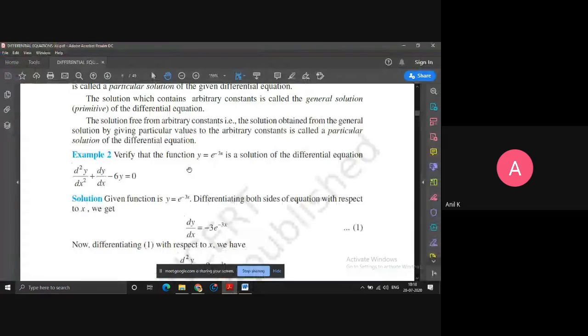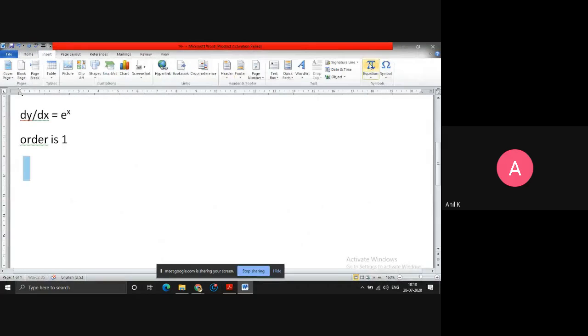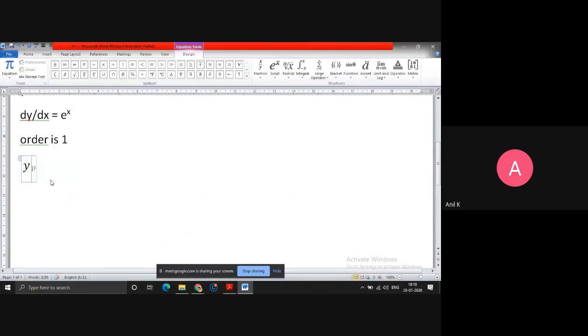Okay, let me take what function is given. y equals e to the power of minus 3x. You have to find dy by dx and d squared y by dx squared. Okay, let me take the solution then. y equals e to the power of minus 3x.